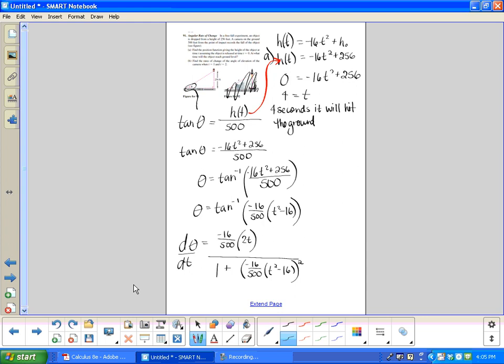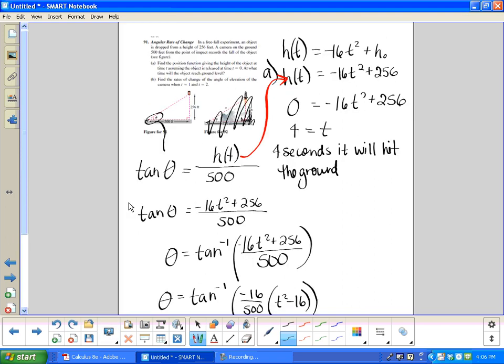Let's talk about what we got for just a second. We wanted to find the rate of change of theta with respect to time. So if we wanted theta, we had to use tangent. We wrote our tangent in terms of height and then the fixed base, opposite over adjacent. Then we plugged in the formula for height that we had written, and we solved for theta because we wanted d theta dt, and then we took the derivative of that.